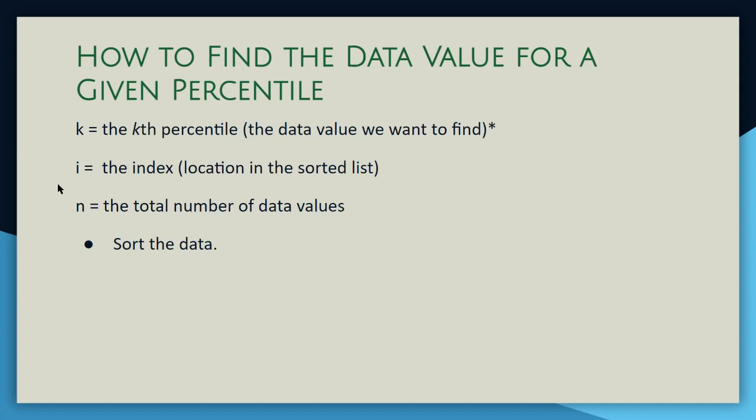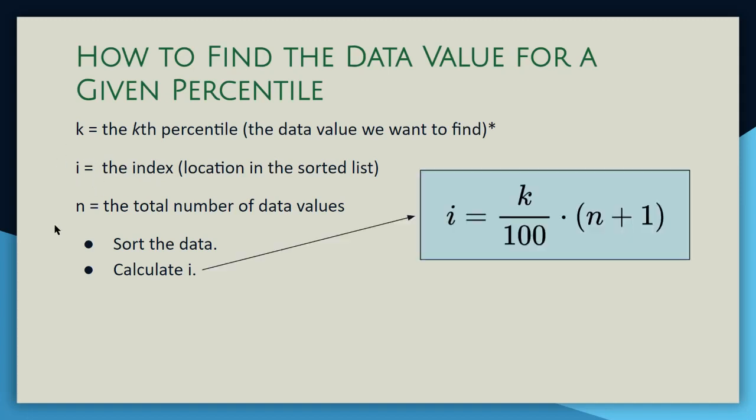So just like before, we have to start with a sorted list. Then we're going to calculate where that data value should be in the list. So to find the index, the location where the data value should be found, we take that percentile ranking and divide it by 100. We're taking that percentile, turning it back into a decimal, and then we're multiplying it by the number of values in the list plus 1. And that's going to give us a location in the list. Where am I along that sorted list of data?